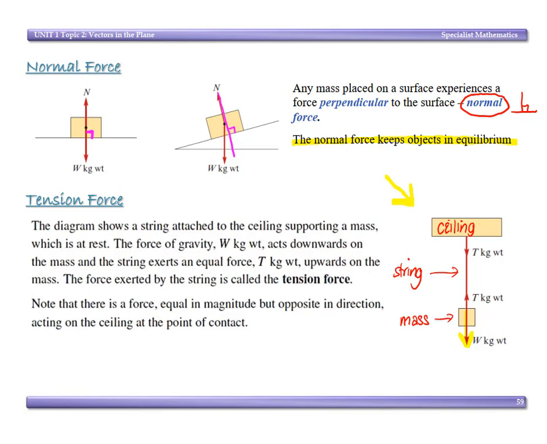Okay, so we have tension upwards on the mass, and we also have a force equal in magnitude but opposite in direction acting on the ceiling at the point of contact. The force exerted by the string is called the tension force. Now let's put this into practice and we'll do some examples and hopefully it'll make more sense.